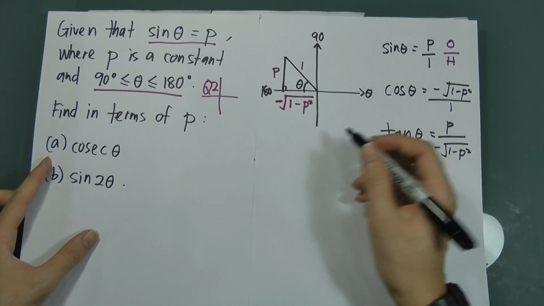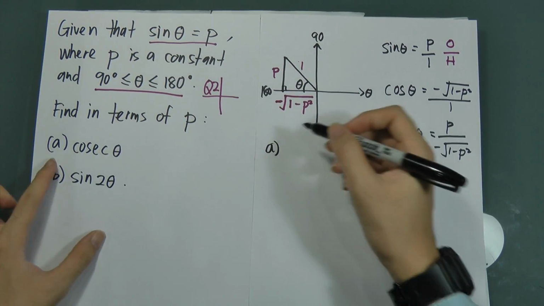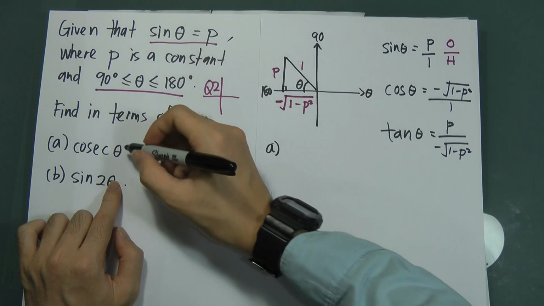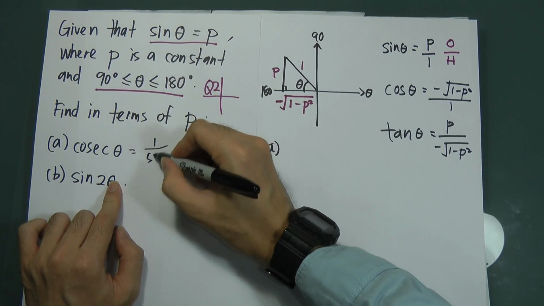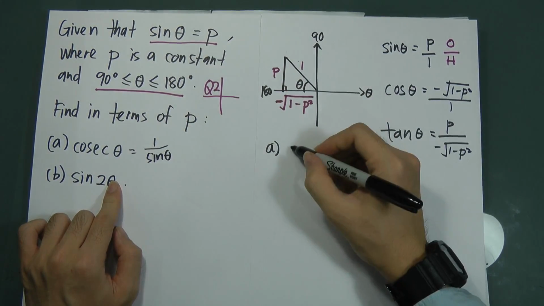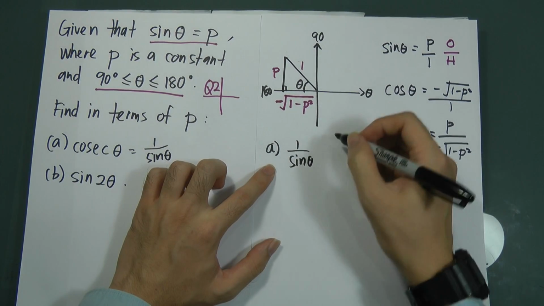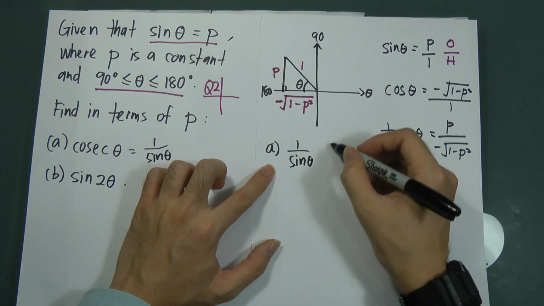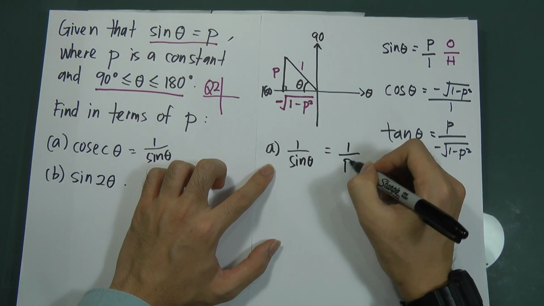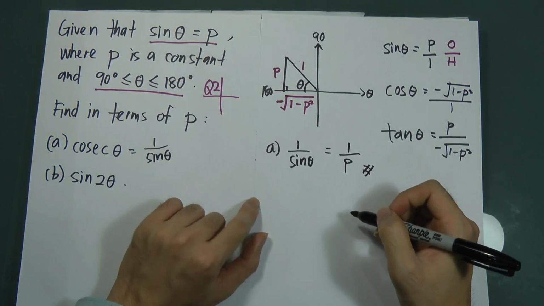He asks you to find part A. This one is cosec. Cosec is equal to 1 over sine angle. So it's very easy: 1 over sine angle. He says your answer can be in terms of P. So what is sine angle? Sine angle equals P. So this is actually 1 over P. Done. I think it's 1 mark only.